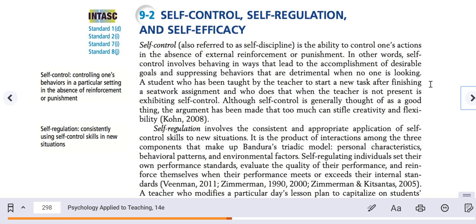A student who has been taught by the teacher to start a new task after finishing a seat work assignment, and who does that when the teacher is not present, is exhibiting self-control. Although self-control is generally thought of as a good thing, the argument has been made that too much can stifle creativity and flexibility.